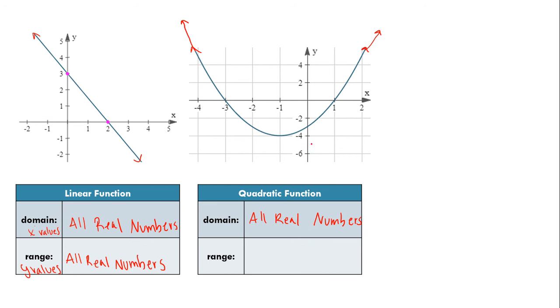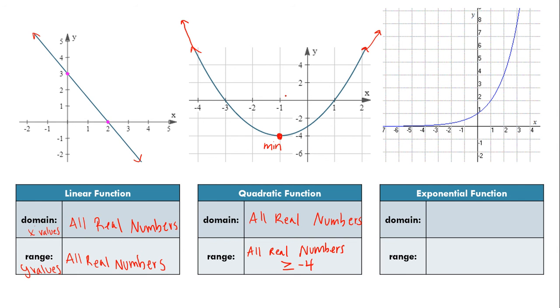But this time I do have a stipulation in terms of my range and my y values. If I notice here, this is a quadratic function, so this happens to open upward, which means I have a minimum value, and that minimum value is where I'm stopping for my y's. Notice I'm never going below this point. We're only going above this point in the y direction. So my range would be all real numbers that are greater than or equal to -4 because we're starting at -4 and then we're including all of the y values that are greater than that number.